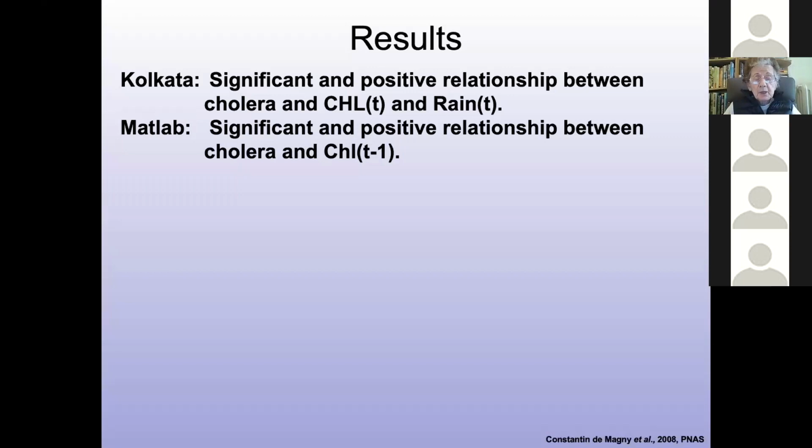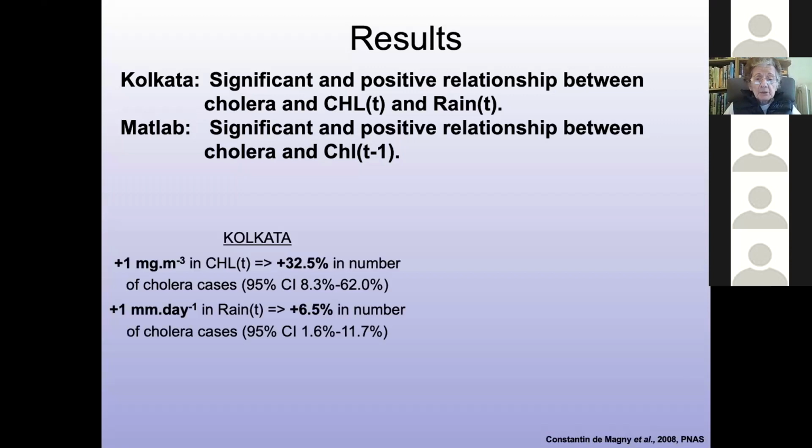We were able to demonstrate for Kolkata and Matlab, Bangladesh, that the correlation between cholera and chlorophyll was powerful. A milligram per cubic meter increase in chlorophyll concentration measured by satellite was correlated with a third increase in the number of cholera cases in Calcutta. And from our other ground truth data, a millimeter per day of increase in rainfall was correlated with a 7% increase in cholera cases.